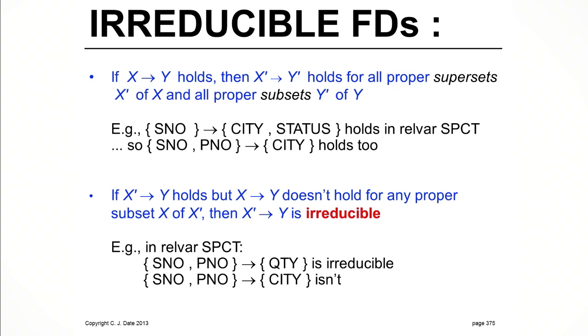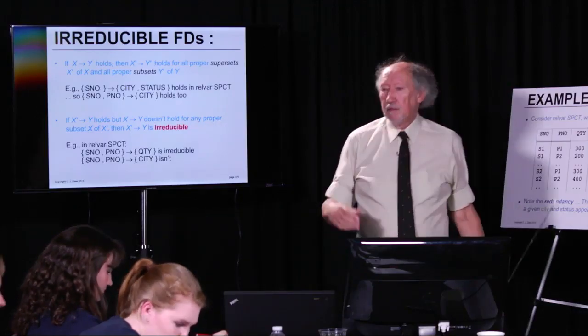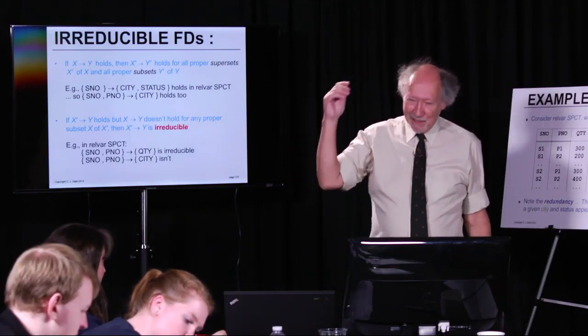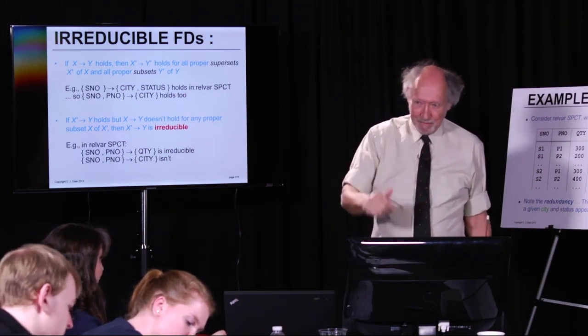By contrast, S number, P number arrow city, this one here, certainly holds, but it's reducible. We could drop the part number, and supplier number by itself arrow city holds. City depends only on the supplier number. You don't need the part number. This stuff is really easy once you get your head through the terminology.